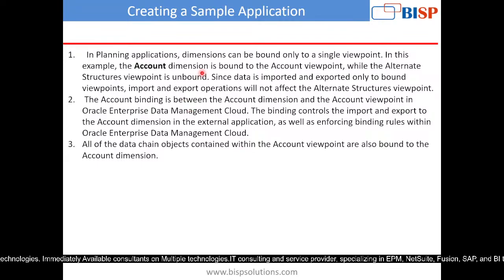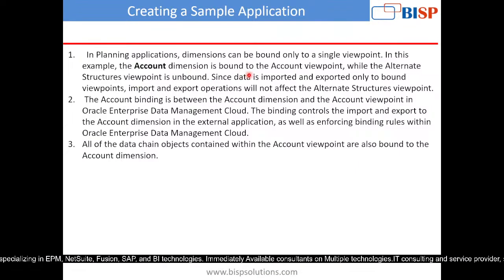Okay, so creating a sample application. In a planning application, a dimension can be bound only to a single viewpoint. And one more thing, we are just going to make one sample application, and that will be an FCCS application, so you will be more clear about how we can register one application. So in a planning application, a dimension can be bound only to a single viewpoint, and in this example, the account dimension, this is the previous example it is talking about.